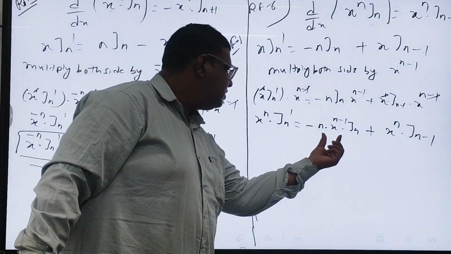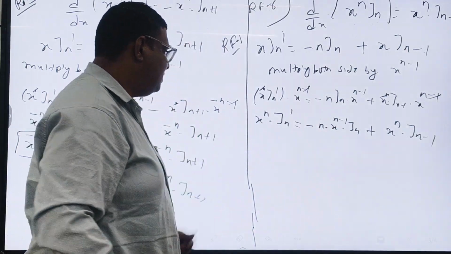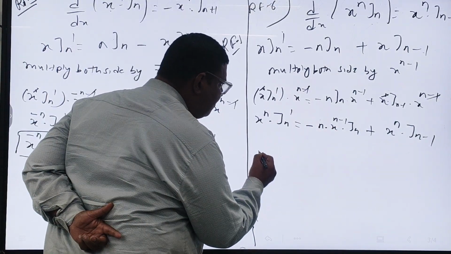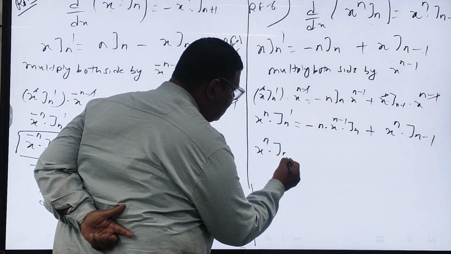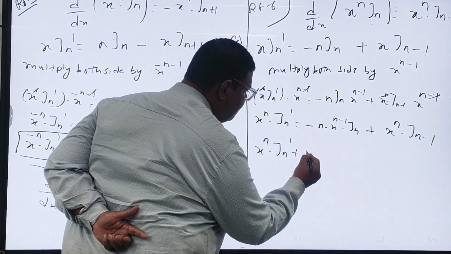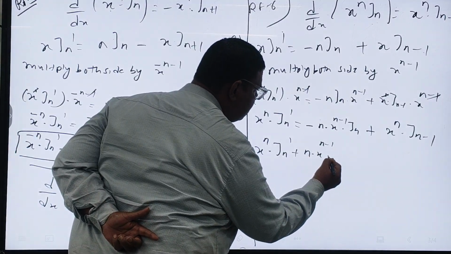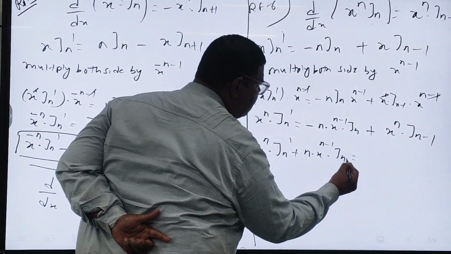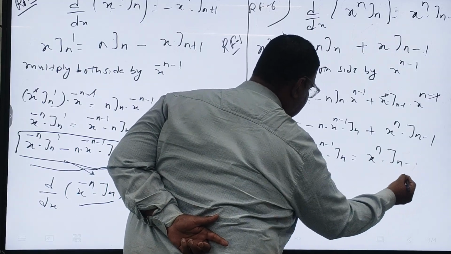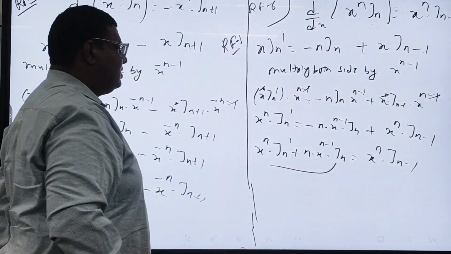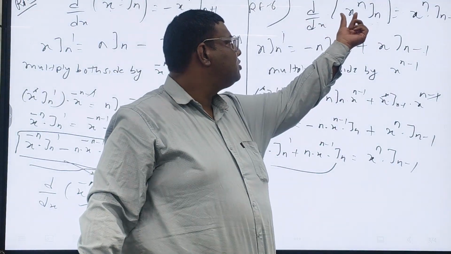Here I again transfer the first term of the right hand side to the left hand side. So what I will get here, x raised to n dot Jn dash plus n dot x raised to n minus 1 dot Jn equal to x raised to n dot Jn minus 1. So what is this? This is the differentiation of d by dx of x raised to n Jn.